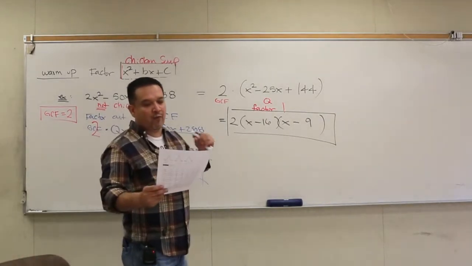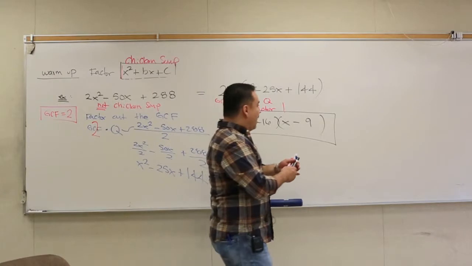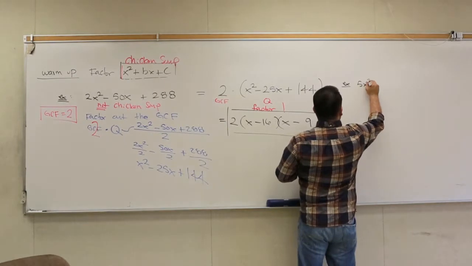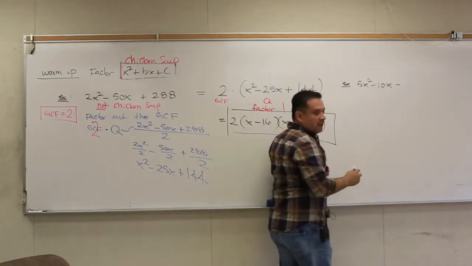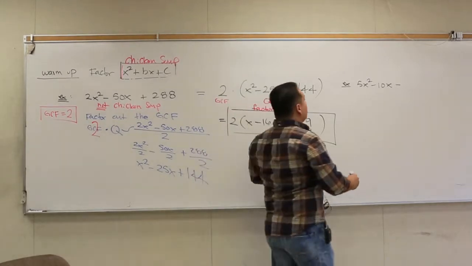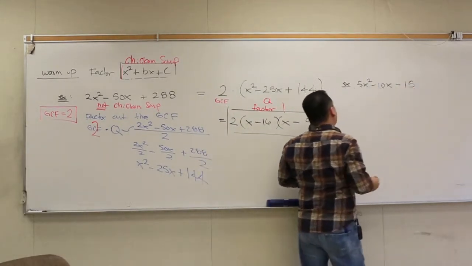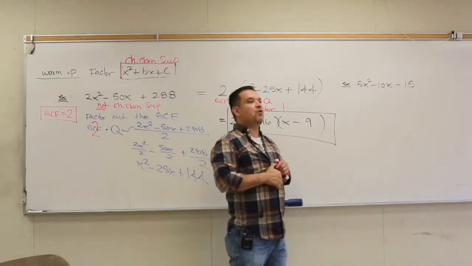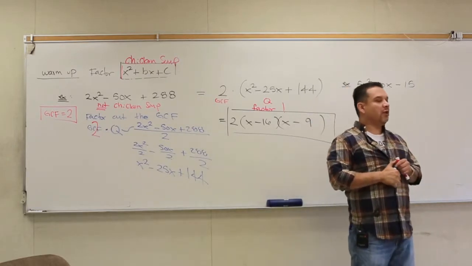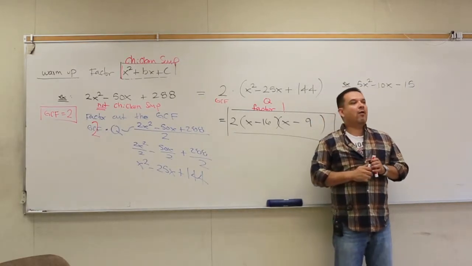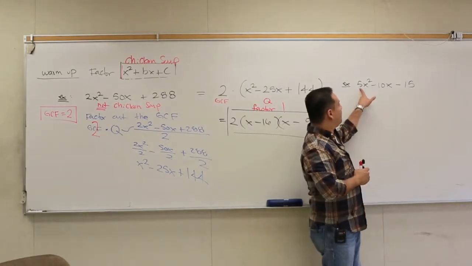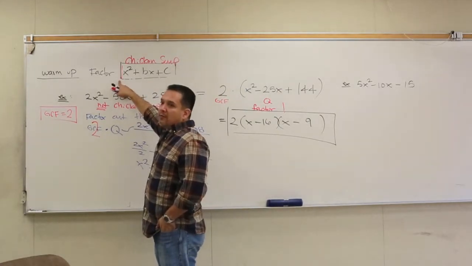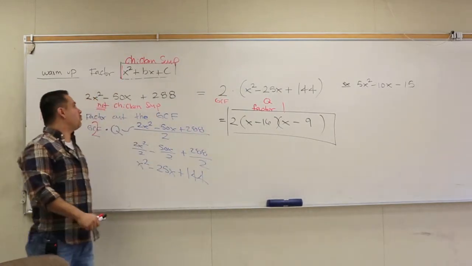All right, how about this? You ready for some more exoticness? How about, for example, they want you to factor 5x squared minus 10x minus 15. Is this chicken soup? No. Why do we know it's not chicken soup? Anybody know? What's this number? 5. What do you guys see here? 1. Not chicken soup.